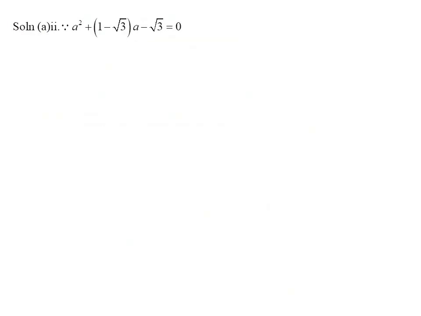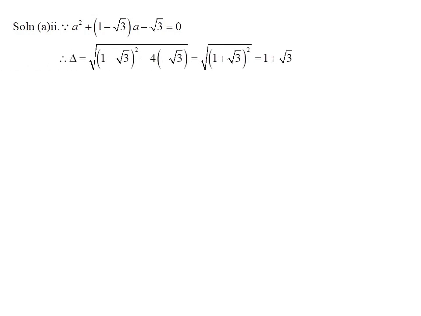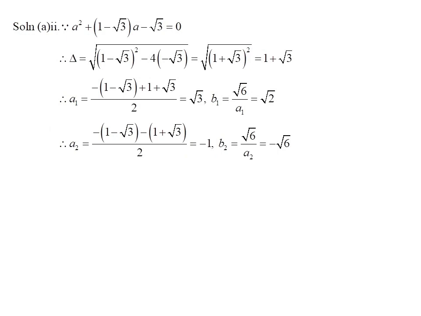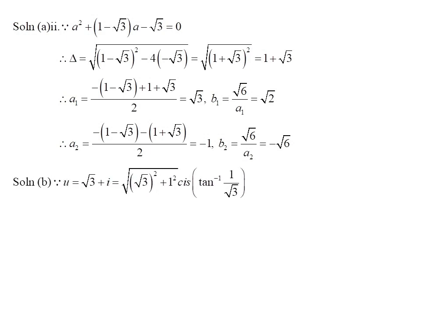Since a squared plus (1 minus square root 3) times a minus square root 3 equals 0, its discriminant delta equals (1 minus square root 3) squared minus 4 times negative square root 3, which equals (1 plus square root 3) squared. Hence, a1 equals square root 3, b1 equals square root 2, and a2 equals negative 1, b2 equals negative square root 6.